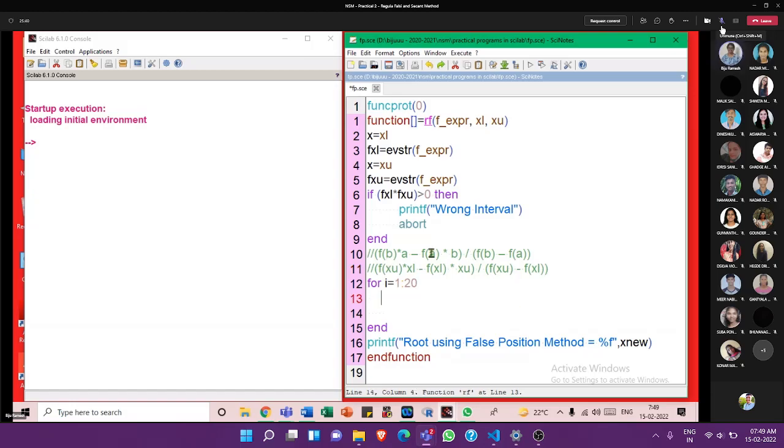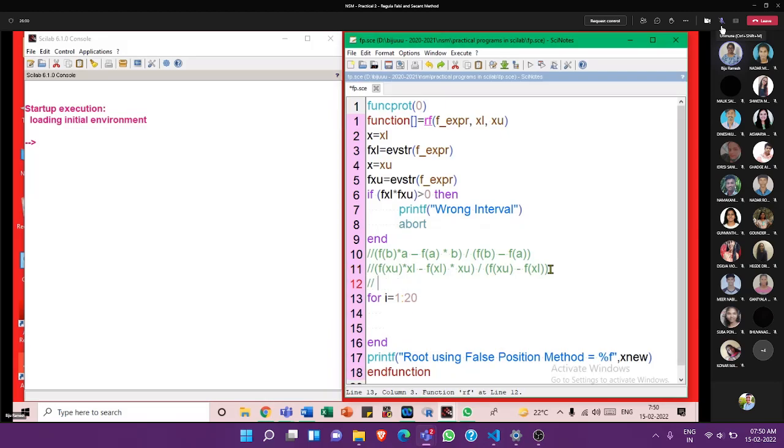Instead of a and b, which is the formula we study, in the code we have used xl and xu. This is what we have to write. Here again, f of xu we have not declared. We have written it as fxu and fxl, so again I change it. I'm just teaching you how to put it in terms of our code. So it will be fxu. We are not going to call a function like this, into xl. The first term is done.